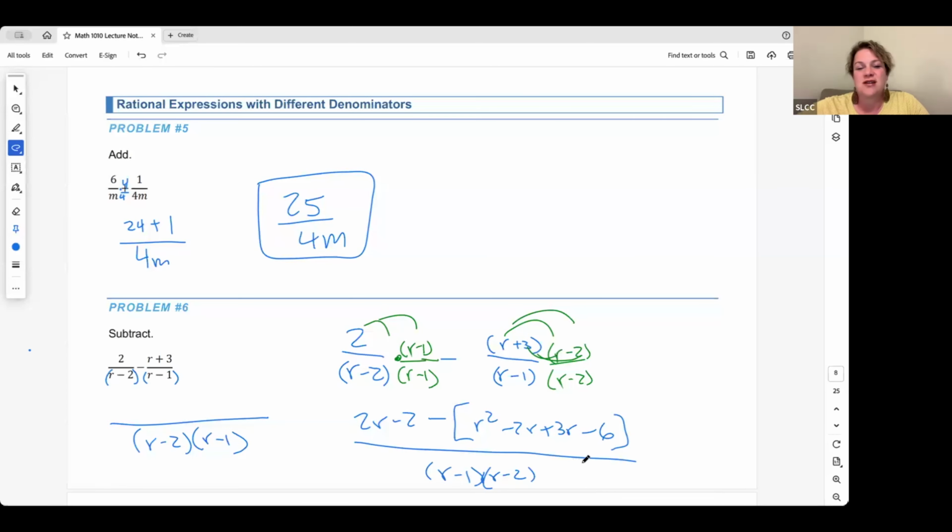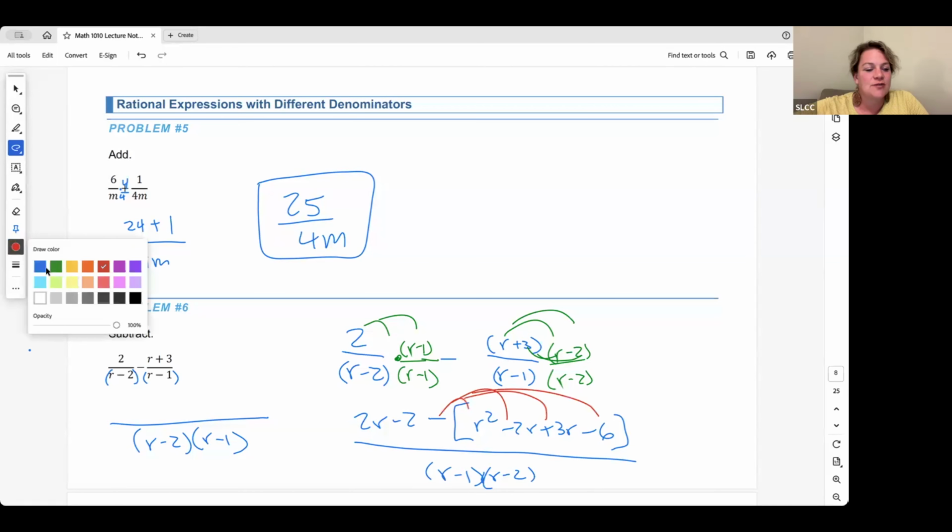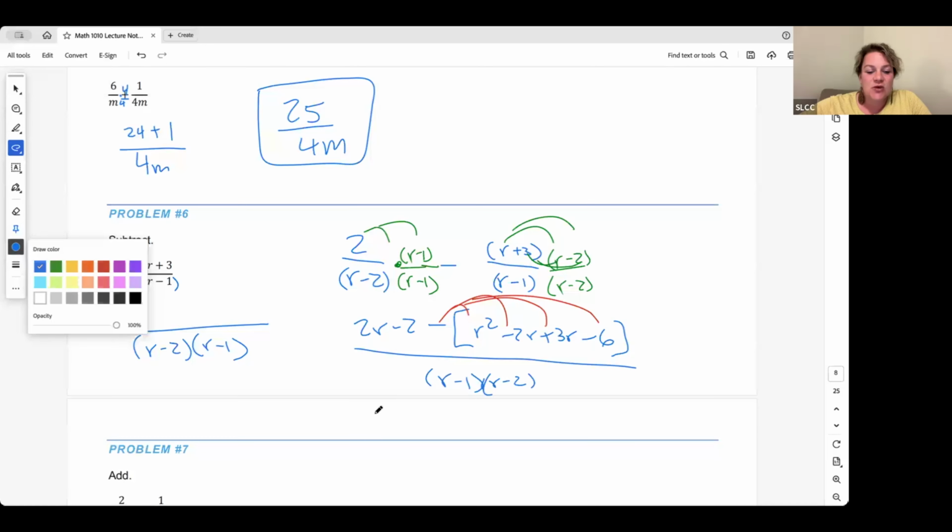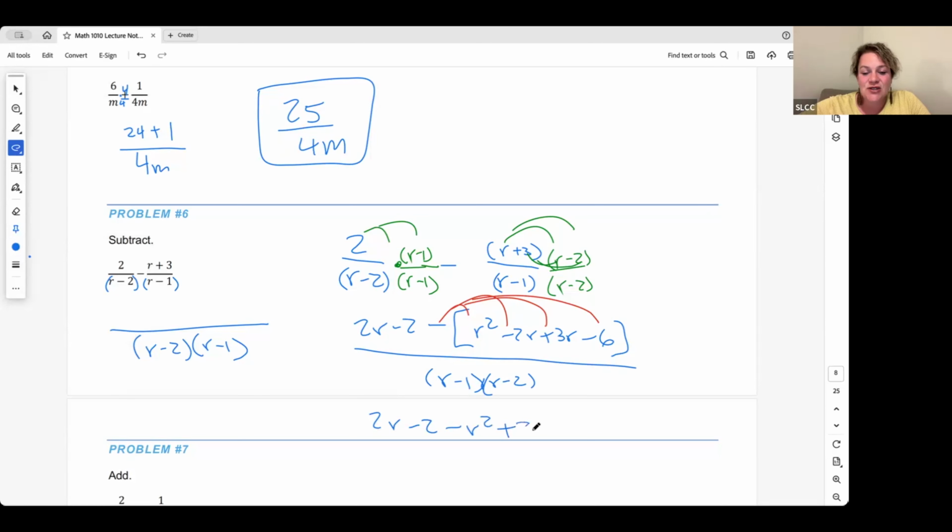We don't need to distribute the denominator. It's actually better to have it in factored form in case when you're all done combining, there might be something in the numerator that can divide out with the denominator. So just leave it as factored form. Okay, what do I need to do next? Distribute that negative to every single term in that second piece, and then combine the like terms. So we see that we have 2r minus 2 minus r squared plus 2r minus 3r plus 6.